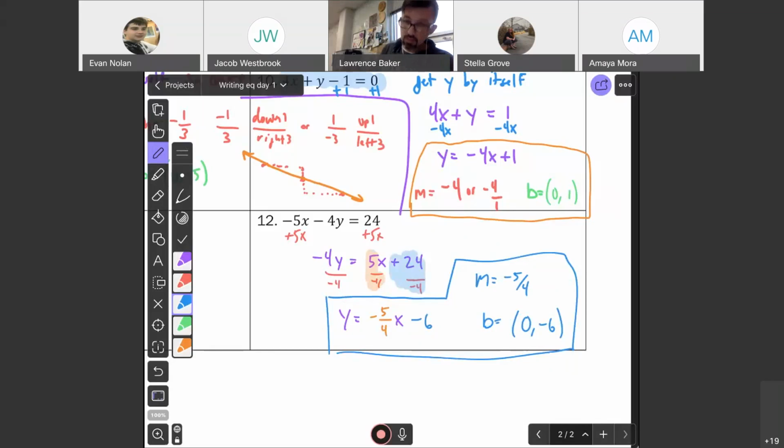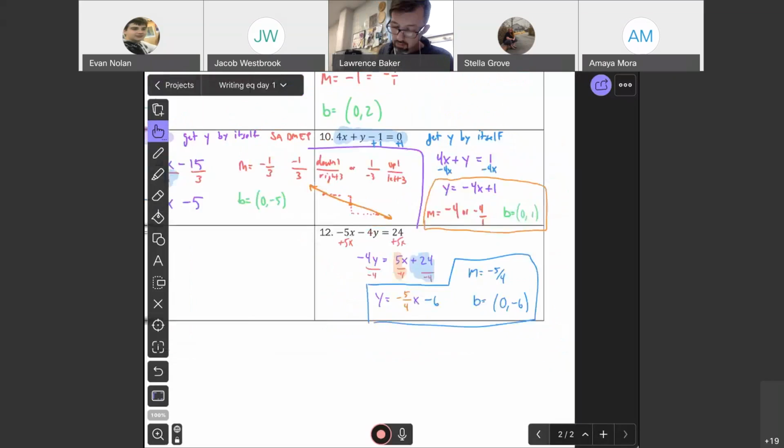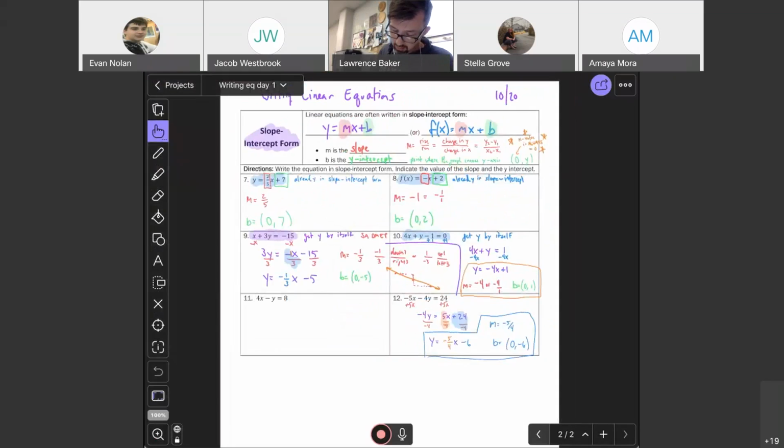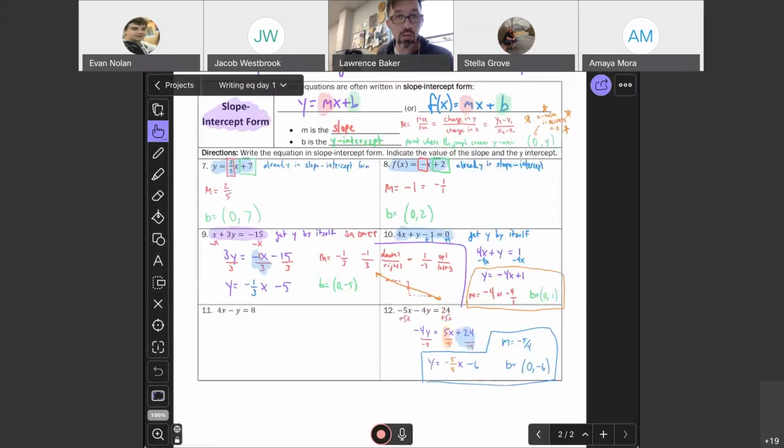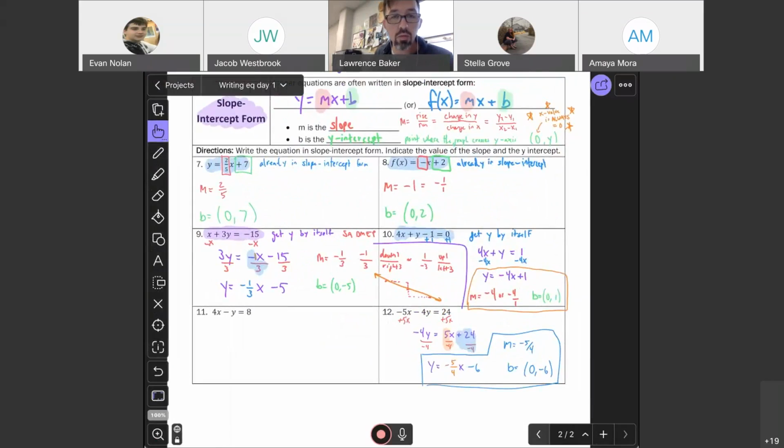All right, we're going to flip to the other side, as long as you guys are good here. Does that make sense, what you guys are doing there, trying to get it into slope-intercept form and find the slope and the y-intercept?